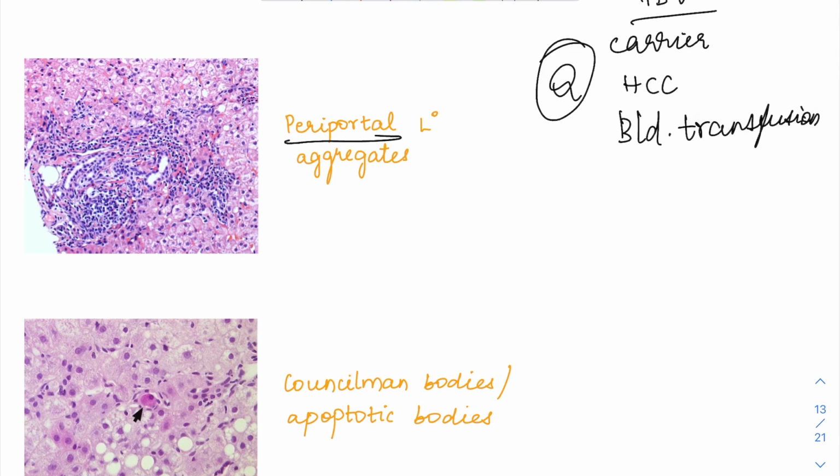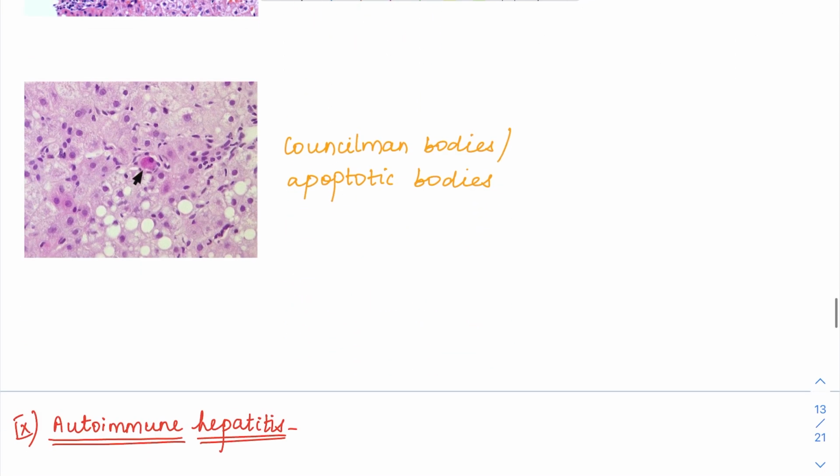Okay, so periportal inflammation. So being a viral infection, you'll have lymphocytes, right? So there will be lymphoid follicles and lots of lymphocytic infiltration at the periportal areas. Then other than that, you also have Councilman bodies or apoptotic bodies. So hepatocytes are undergoing apoptosis.